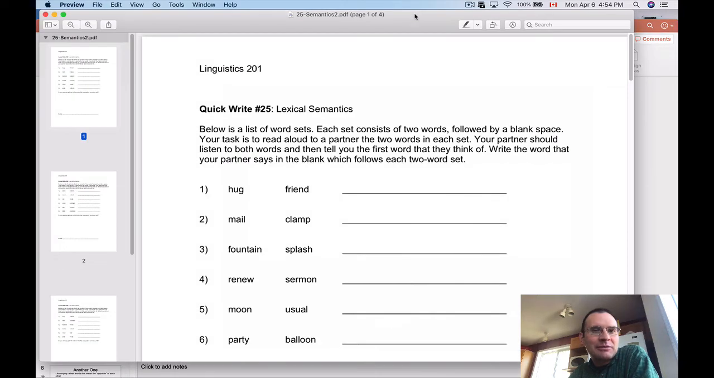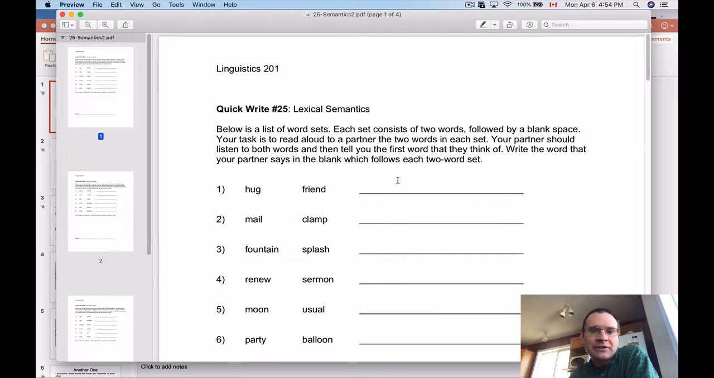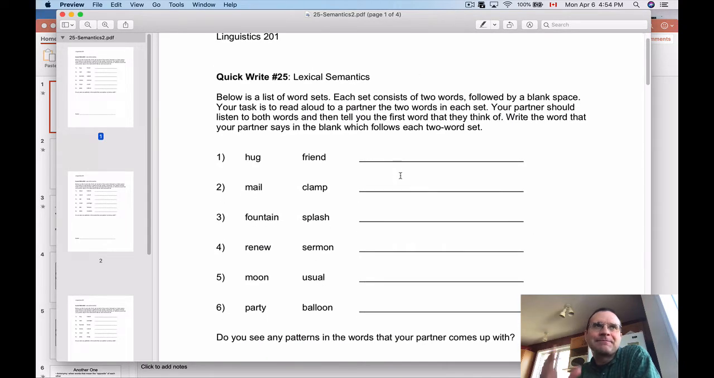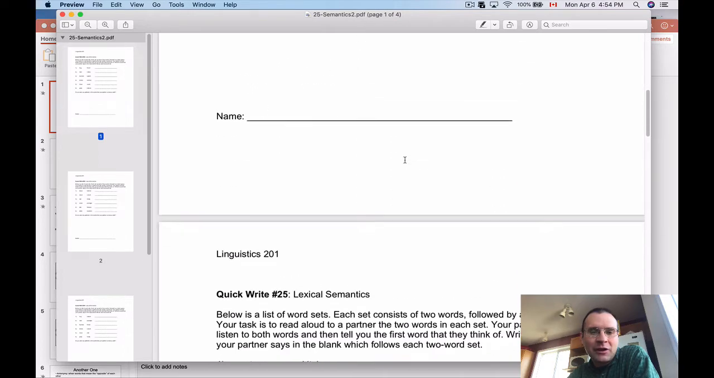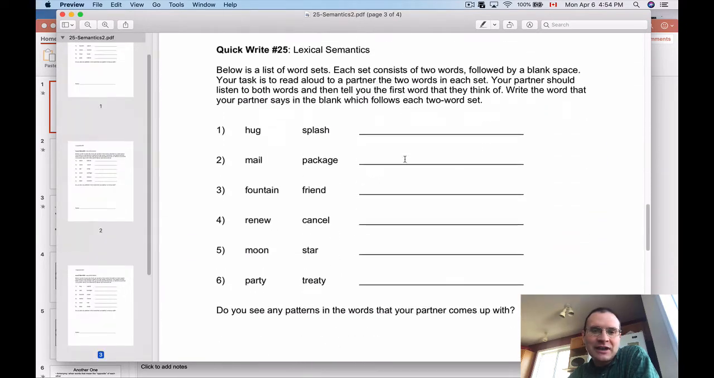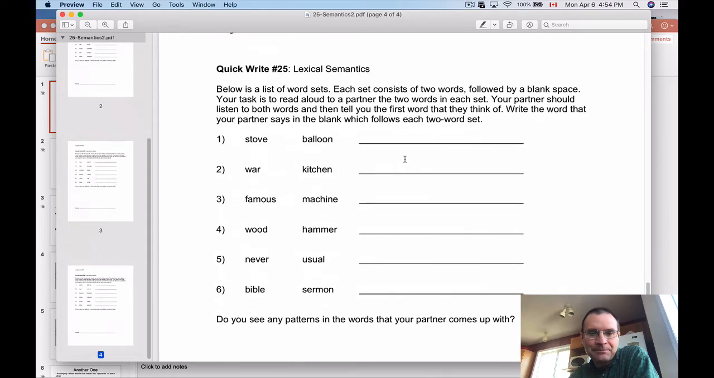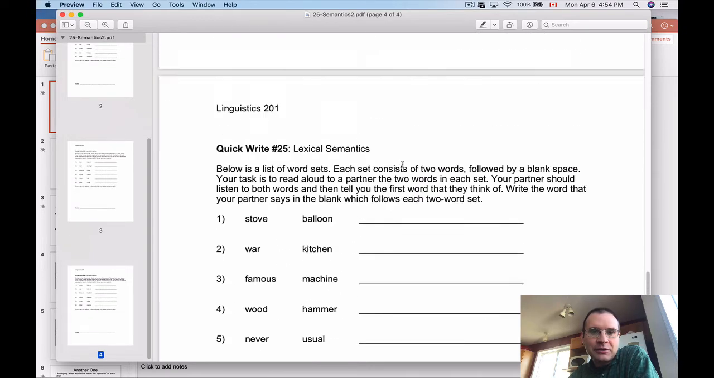And before we do this, there is a quick write for this lecture. It's a word association quick write, and normally we do it in class, and you read aloud a pair of words to a partner, and then after you read aloud those words, they say the first word they can think of, and you write it down. And normally I only give out one sheet per person for this, and there are different structures of these word pairs as you go through it.